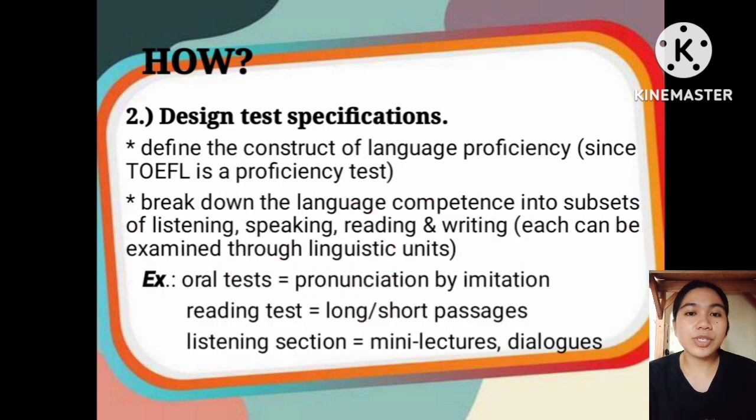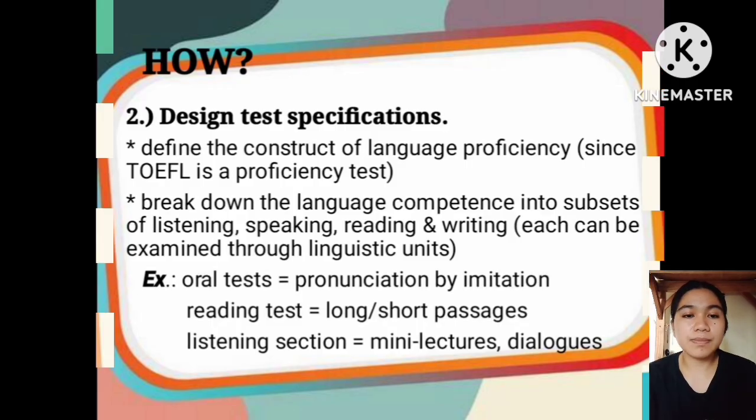After breaking language competence down into subsets of listening, speaking, reading, and writing, each performance mode can be examined on a continuum of linguistic units, which are phonology for pronunciation and orthography for spelling, words (lexicon), sentences for grammar, discourse, and pragmatics for the sociolinguistic, contextual, functional, cultural features of language.